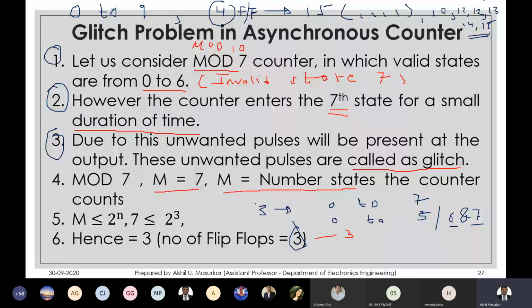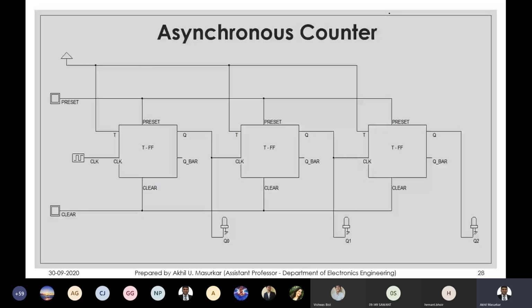Did you get it? Yes, sir. Purposely I am asking you these questions. I said mod 29. But to implement mod 29, we require 5 flip-flops. Now 5 flip-flops means you can count from 0 to 31. You are counting from 0 to 29. So 30 and 31 become the invalid states.